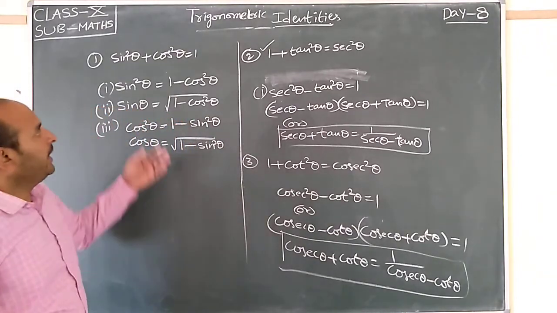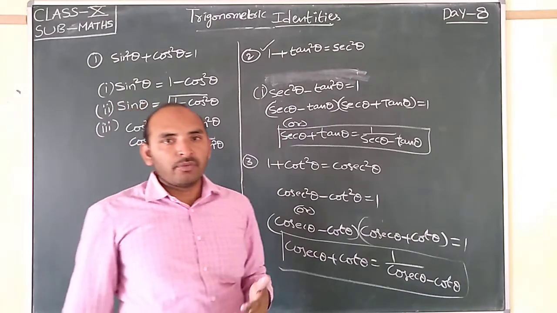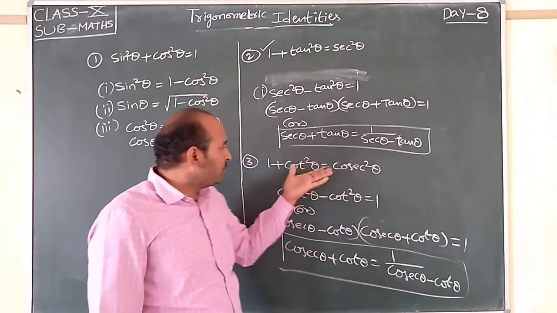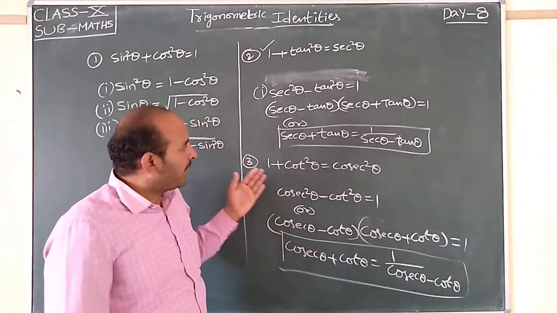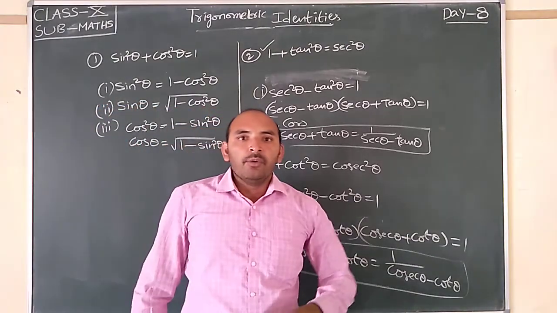So for our convenience, you can split the given 3 identities like this. Depending on the problems, we can use these forms in the upcoming problems. So next class we will do the problems.